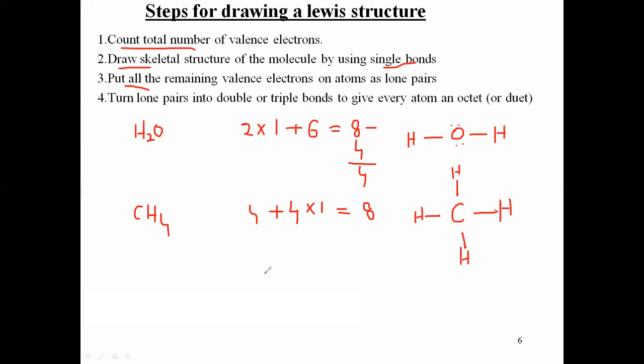Now we can try another molecule, the C2H4 molecule. Just try the C2H4 molecule. Count the total number of electrons. 2 carbon atoms, 2 into 4, plus 4 hydrogen atoms, 4 into 1. Total 8 plus 4, 12 electrons. And for the skeletal structure, one carbon, second carbon, and distribute the hydrogen atoms equally.